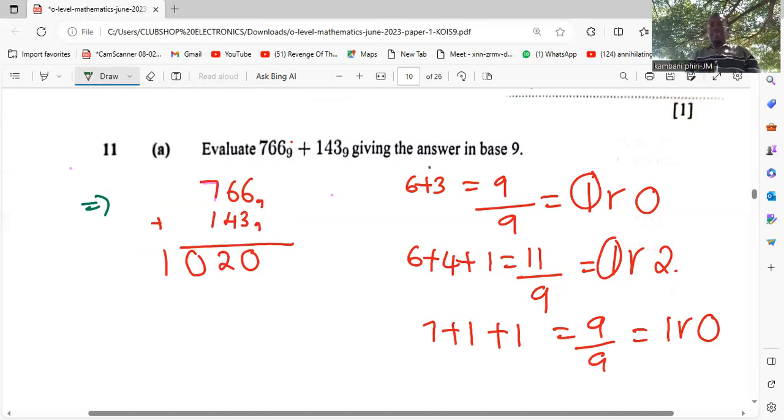Then we say, okay, this is what we have. It is in base 9. So 1020 base 9 is our answer.